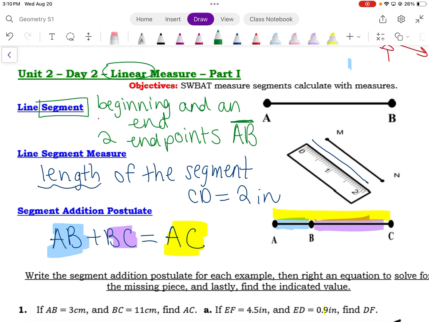A line segment has a beginning and an end. Yesterday you learned about lines, and those go on forever, right, if they have those arrows. Now they're going to stop. So they have endpoints A and B. There's no more arrows on the top.